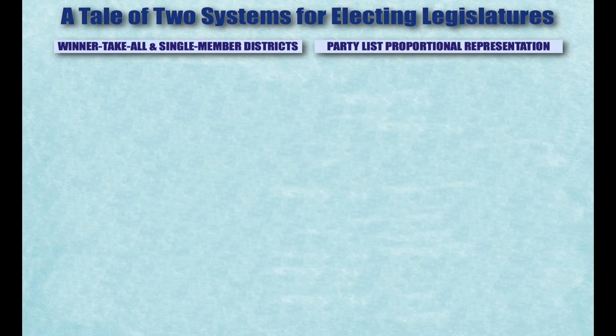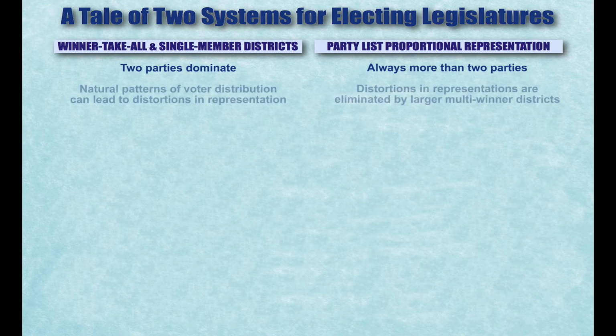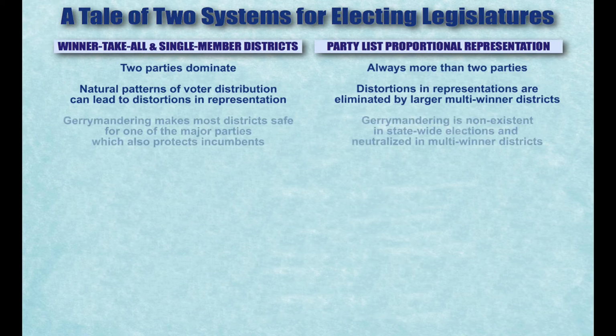In winner-take-all single-member systems, two parties dominate. With proportional representation, there are always more than two parties. Natural patterns of voter distribution contribute to the problems of a winner-take-all system. Democrats tend to cluster in urban areas, while Republican voters outnumber Democrats in most suburban and rural areas. These natural variations in patterns of voter distribution often lead to distortions in representation with winner-take-all systems. Proportional representation eliminates these distortions.